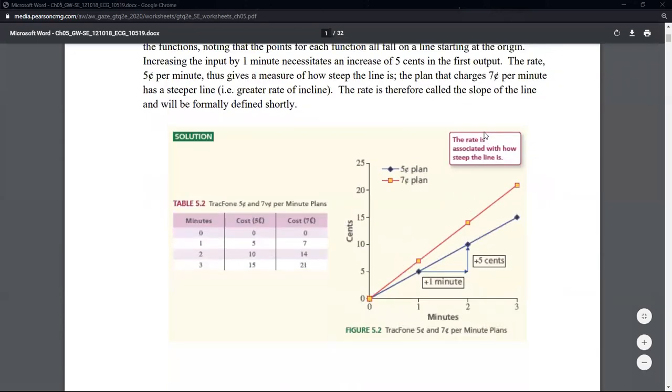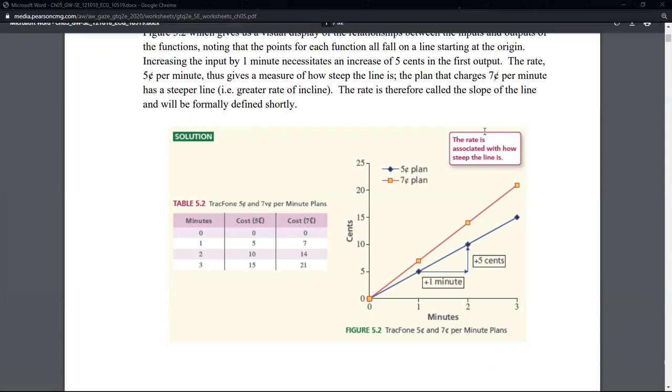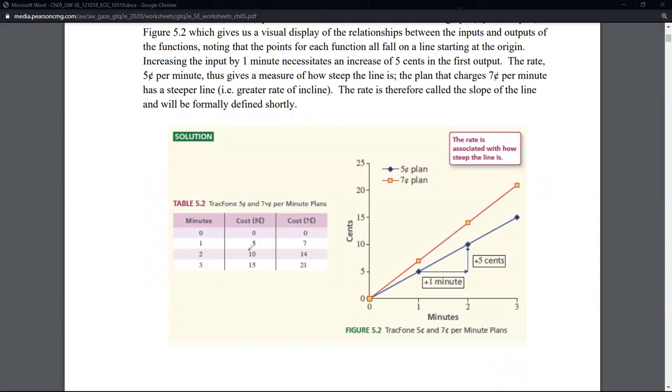So here's our graph. In blue, the cool color blue, is the nicer plan for now because we're paying less per minute. Let's focus on the table for now. 1 minute costs you 5 cents. 2 minutes costs you 10 cents. 3 minutes costs you 15 cents. So looking at these two things is the 5 cent plan. Looking at these two things is the 7 cent plan, so number of minutes and then the cost.